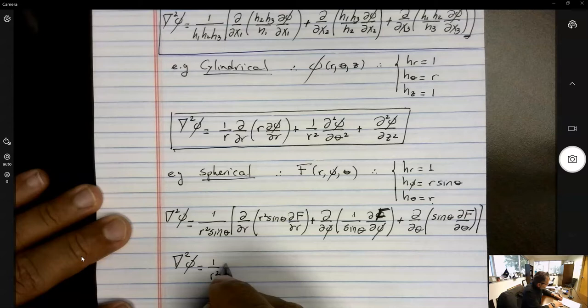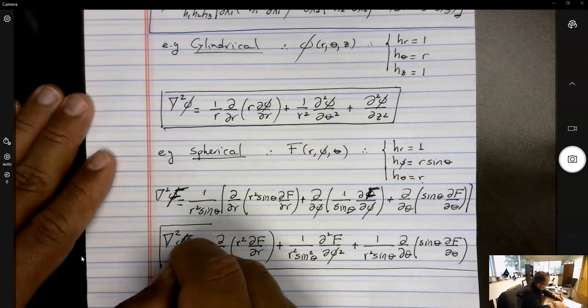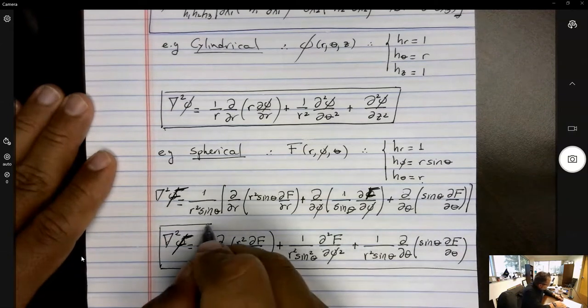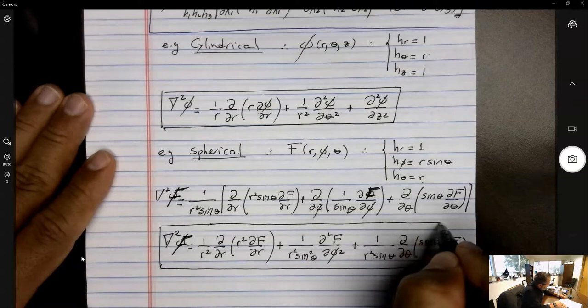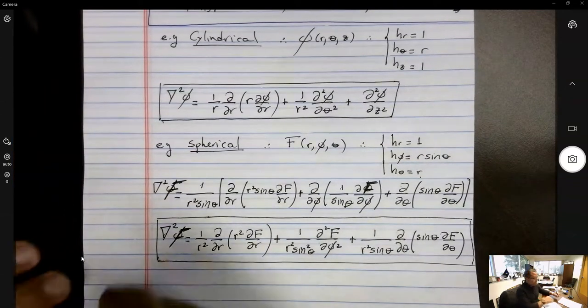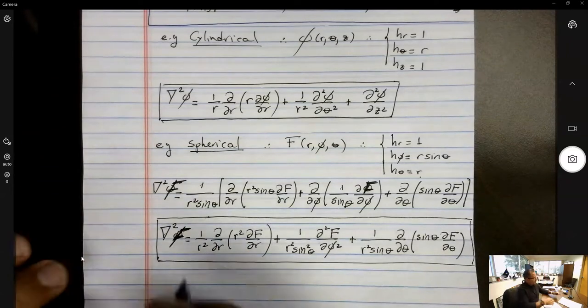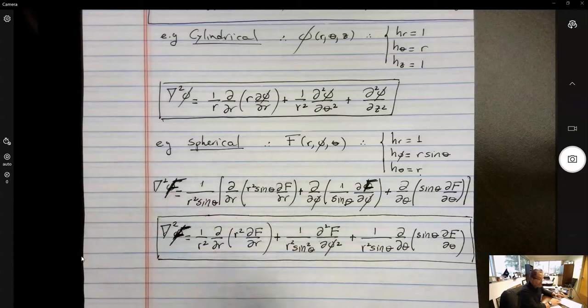And this is the full expression for the Laplace of a function phi. Oh, that's not a function phi, it would be a function f, what am I saying? So it's a function f, the Laplace of a function f in the spherical coordinate system. All right. This is the problem with teaching this class online. I don't have anybody to actually tell me about my mistakes. But at least I caught that one.